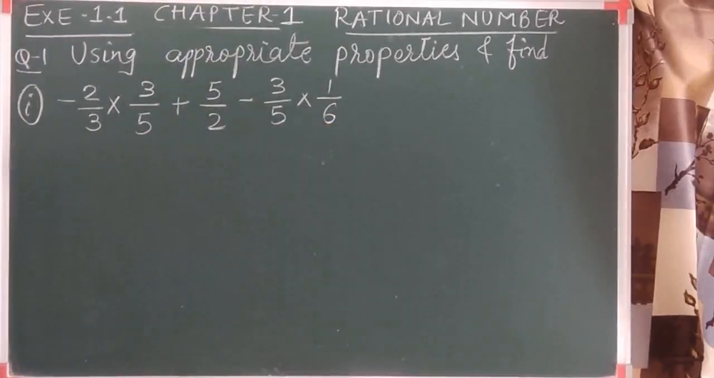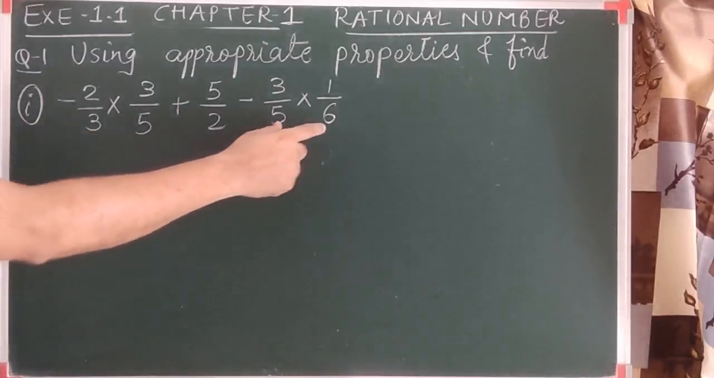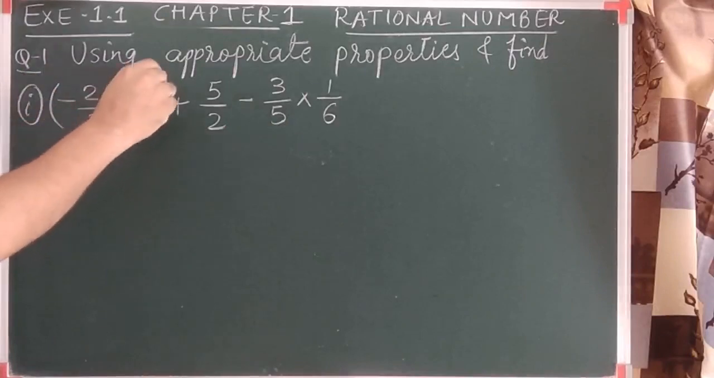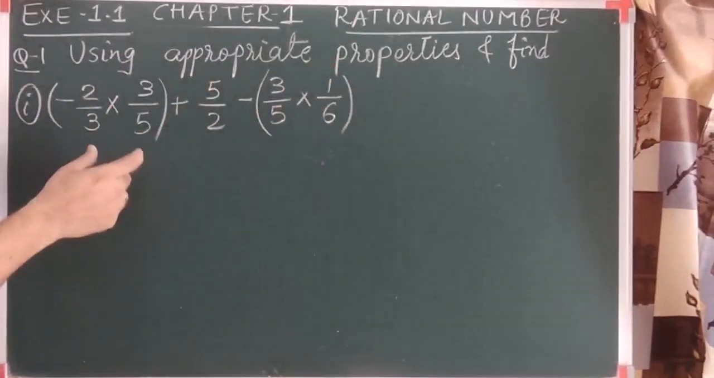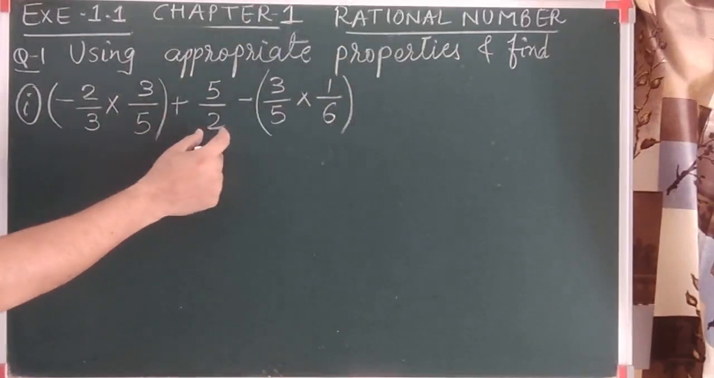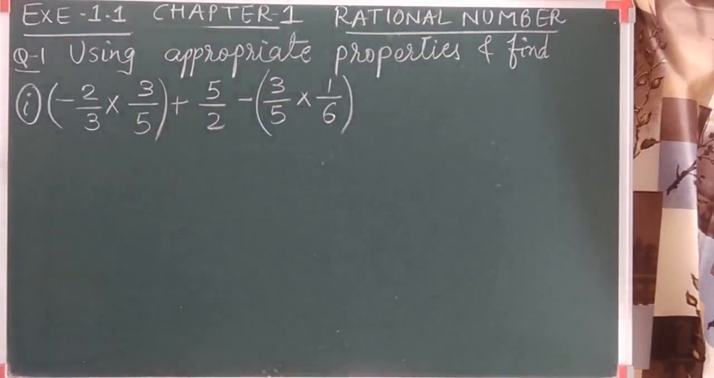As it is mentioned in the question, we have to use the appropriate property to find out the value. So first, it is very important to identify which property we have to use. You can see that the terms which are in the product are considered as a single term. So we should put a bracket for the same. So this is one term, this is another, and this is the third term. So there are three terms which we have.